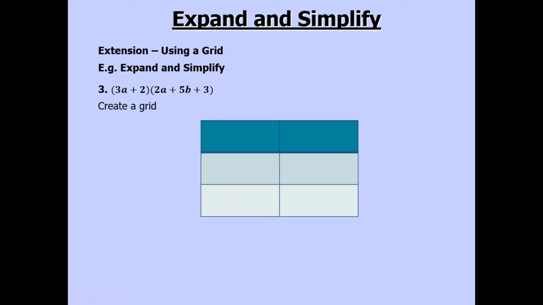So if I've got 3 terms in the second bracket and 2 terms in the first bracket, still we can multiply using the FOIL method, or I can quickly draw a grid. So using the first bracket, I've got 3a and +2, and the second one had 3 terms, that's why I've got 3 rows here, 2a, +5b and 3.